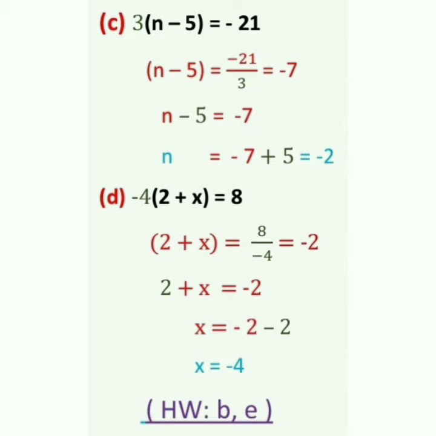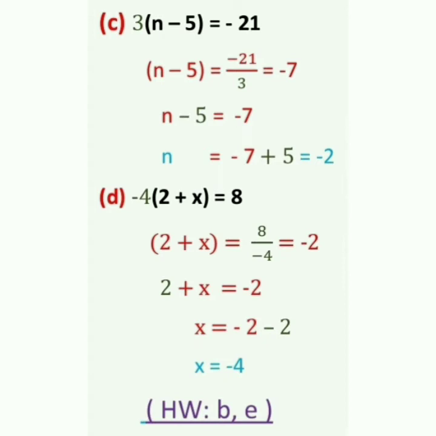2C, 3 into bracket n minus 5 bracket close is equal to minus 12. Therefore, n minus 5 is equal to minus 21 upon 3. It is equal to minus 7. Therefore, n minus 5 is equal to minus 7. Now transfer minus 5 from left to right. Therefore, n is equal to minus 7 plus 5 is equal to minus 2. So the final answer is n is equal to minus 2.